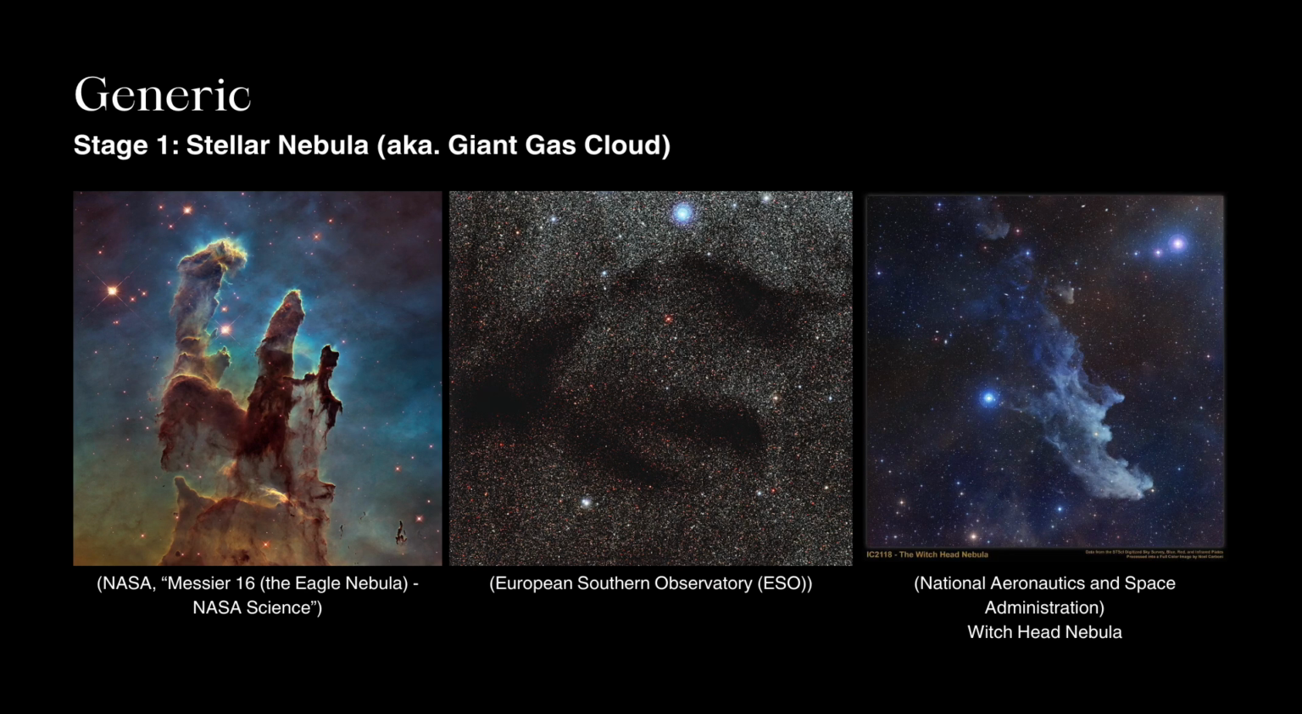During the first stage, the star is a stellar nebula, also known as a giant gas cloud, which consists of dust clouds mainly composed of hydrogen. Gravitational attraction causes matter to accumulate in dense pockets that then collapse under their own weight over thousands of years. The temperature is low enough that the synthesis of molecules, which is the formation of compounds, can occur.